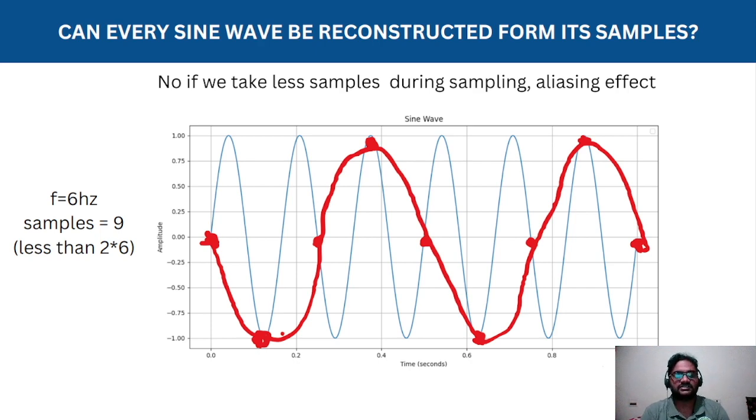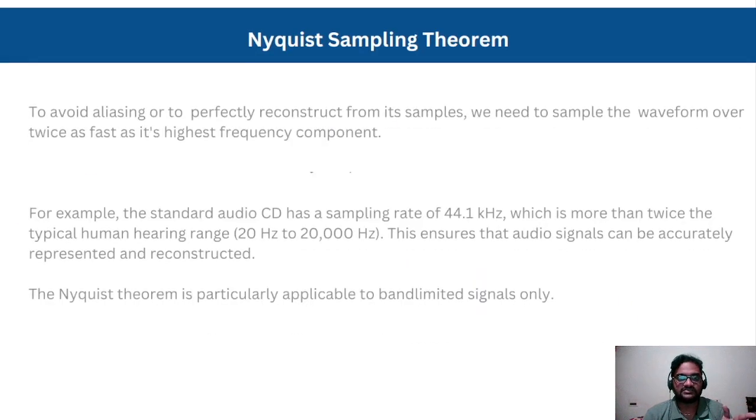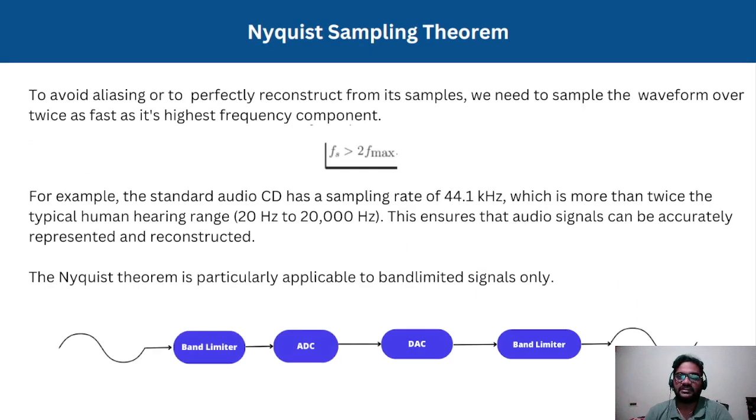So what is the threshold we need to maintain at least? That is where the Nyquist sampling theorem comes into the picture. The sampling theorem tells us that the minimum number of samples you need to collect is more than twice the frequency. For example, for a standard audio CD, you have a sample rate of 44.1 kilohertz, which is more than twice the typical human hearing range. This ensures that the audio signals can be accurately represented and reconstructed. Or in much simpler terms, let's say you have a frequency of 6 hertz.